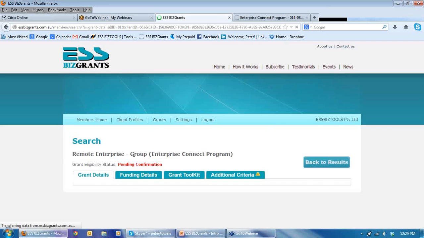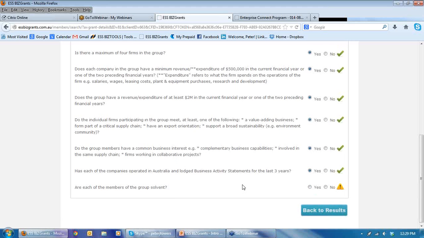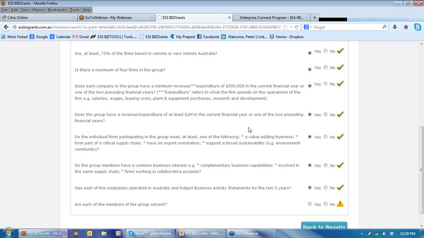Do the group members have a common business interest? So they're virtually asking a similar question, but we're saying yes, we've got complementary businesses. Does each of the companies operate in Australia and lodge a business activity statement for the last 3 years? We say yes. And are each of the members of the group solvent? So if we answer yes, now at this stage, up here we're saying that this is all pending confirmation, and there's nothing there in that box after additional criteria.